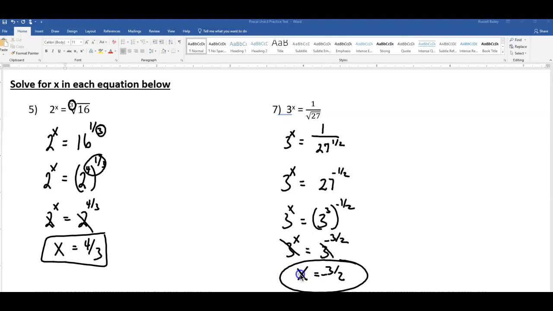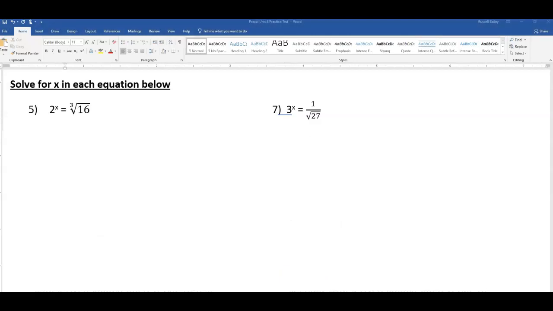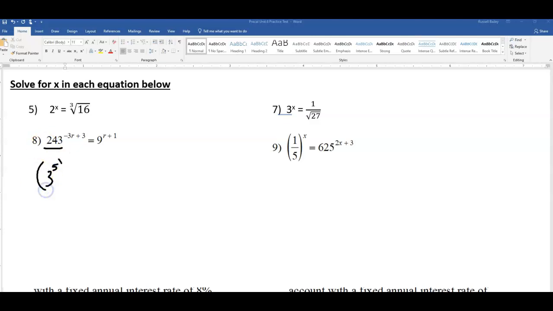Let's go ahead and take a look at another one. Lots of different examples here. All right, so for number 8, we don't have any square roots and we don't have any fractions, so we could skip that stuff and we can move right into making the bases match. 243, I believe that is 3 to the 5th power. And 9 can be rewritten as 3 squared. And so we're just going to distribute these powers now.